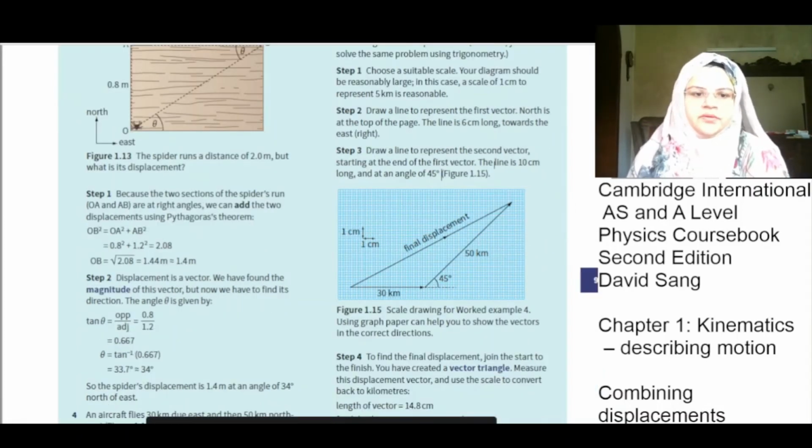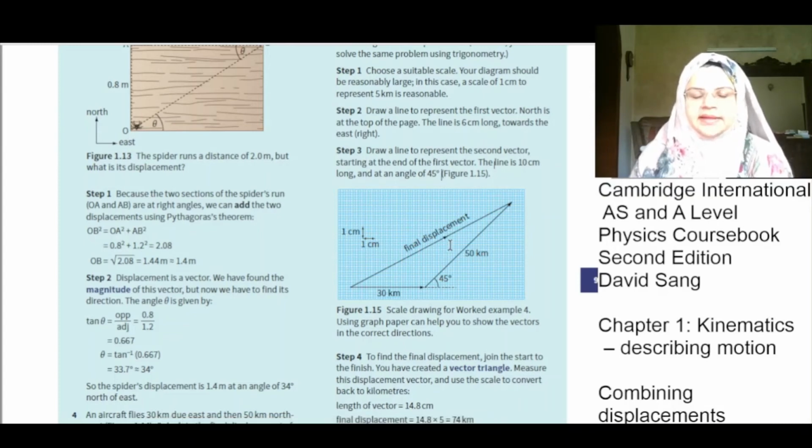If we look at the graph, north represents the top of the page, south represents the bottom of the page, east is to the right, and west is to the left. The first thing that the aeroplane travels is 30 kilometers due east. So if 1 centimeter represents 5 kilometers, this means that we will draw a 6 centimeter line towards the east. And then at 45 degrees, we need to represent 50 kilometers, which would be equal to 10 centimeters, as 1 centimeter is equal to 5 kilometers, and we'll draw the second line.